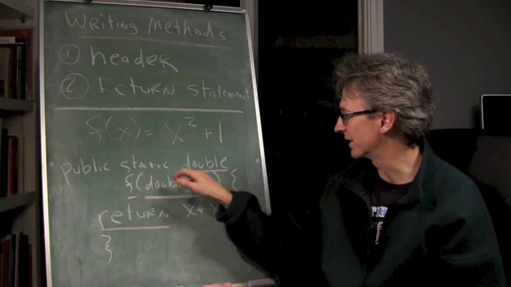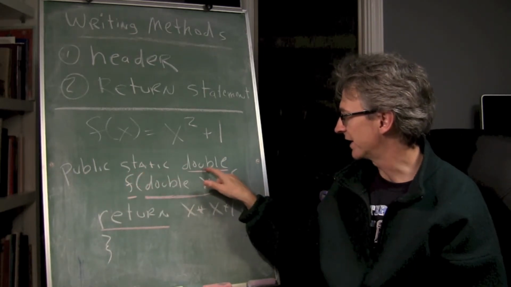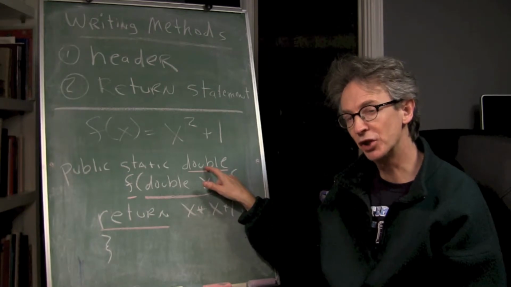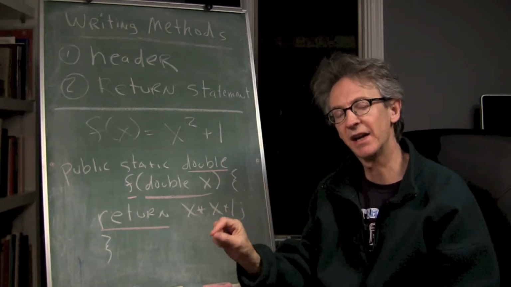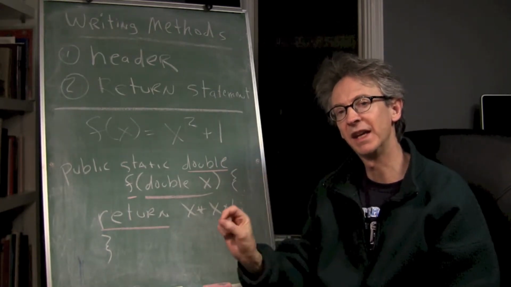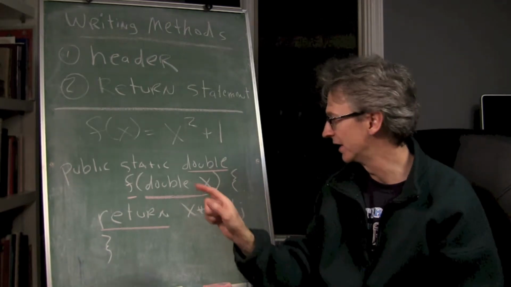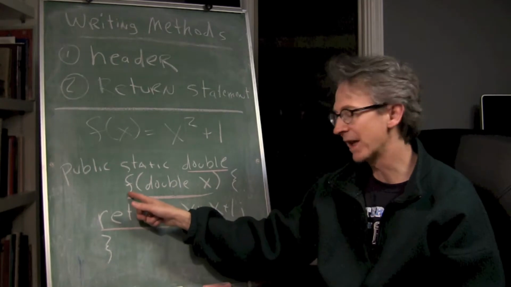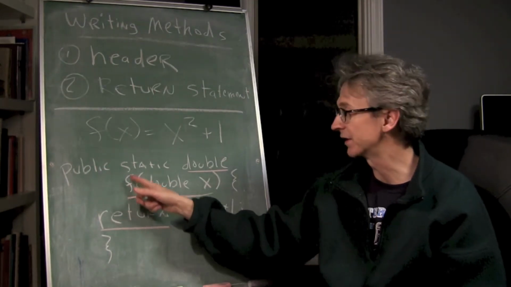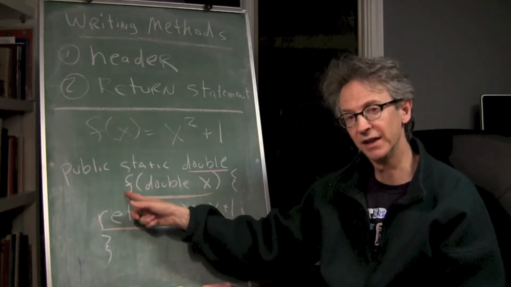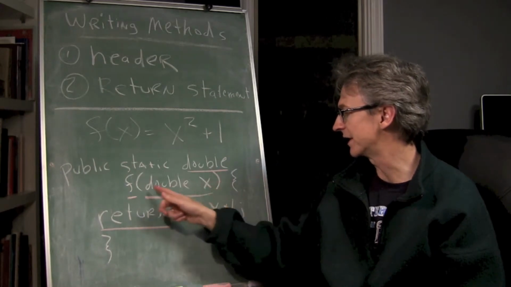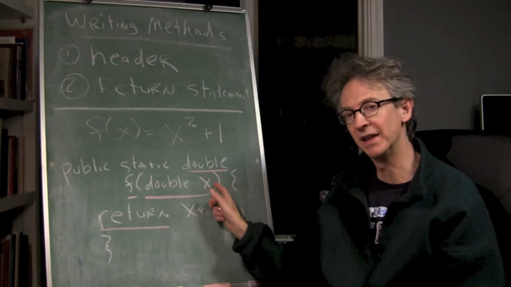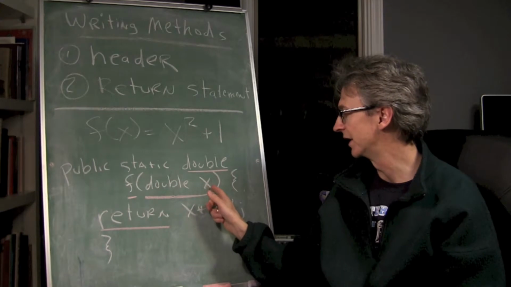Next comes the data type that the method returns. You have to specify in Java for a method what kind of data is returned by that method. So a double is returned by this method. Next comes the method name. I called this one F just to match this, but you usually have longer names.